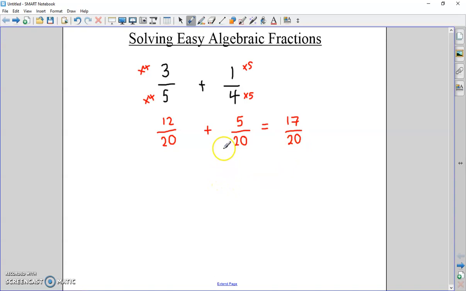bottom alone. And then an interesting little quirk, look, all three parts, the question and the answer, all end up with the same denominator. That's going to be really important in the next part, okay? It's the same for taking away fractions.